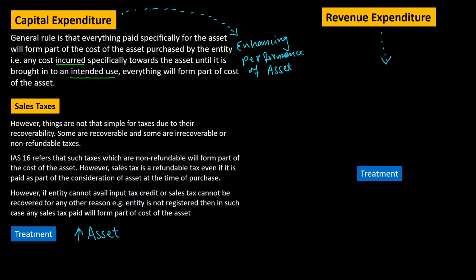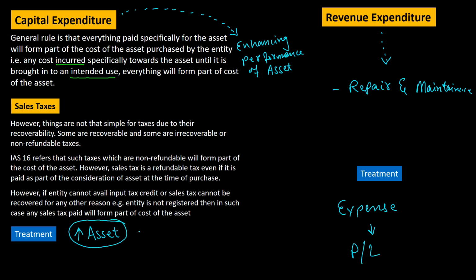But remember, it does not include repair and maintenance, or any other operating expenses. And the revenue expenditures will be treated as expense in profit and loss account. But the capital expenditures will become part of our statement of financial position or our balance sheet.